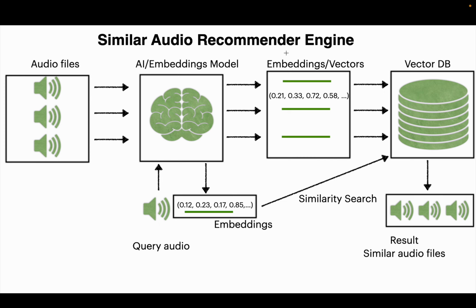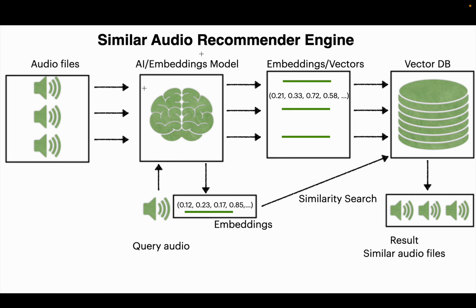Okay, so in previous videos of this series, we have built two systems where we built a semantic search engine as well as a similar search engine. We also built another system to find similar facial images. So the architecture is exactly the same. This time we would be using audio files instead of text files or images.